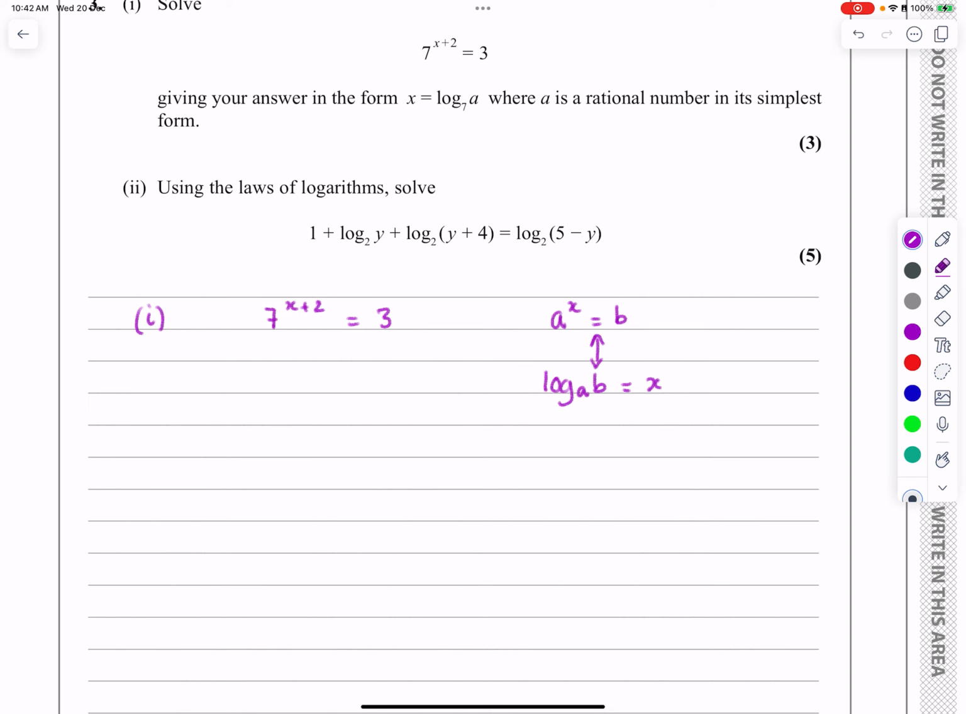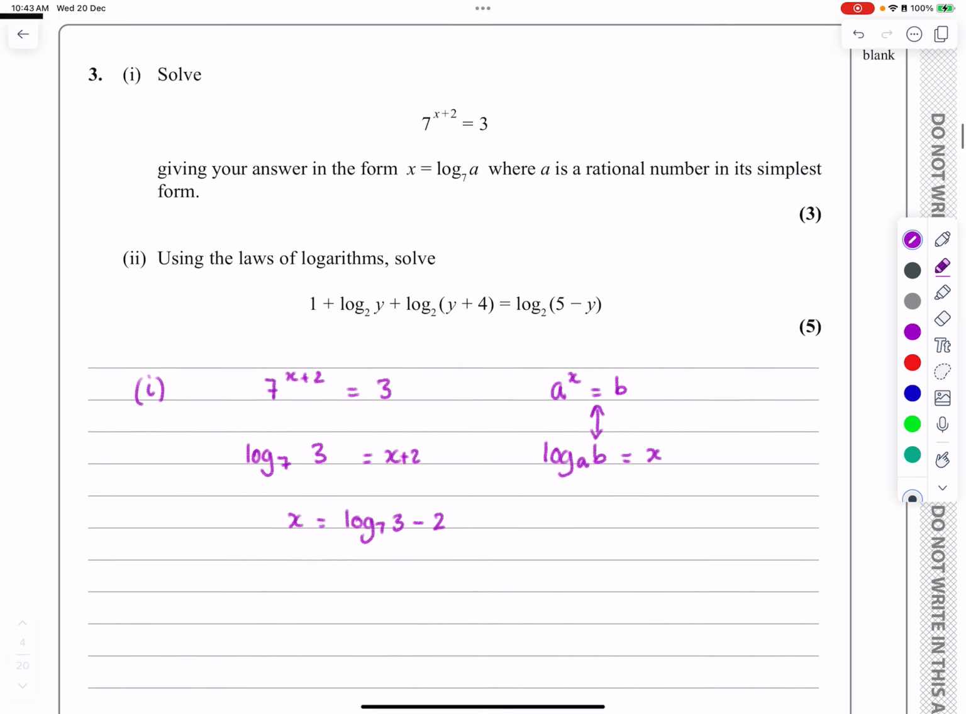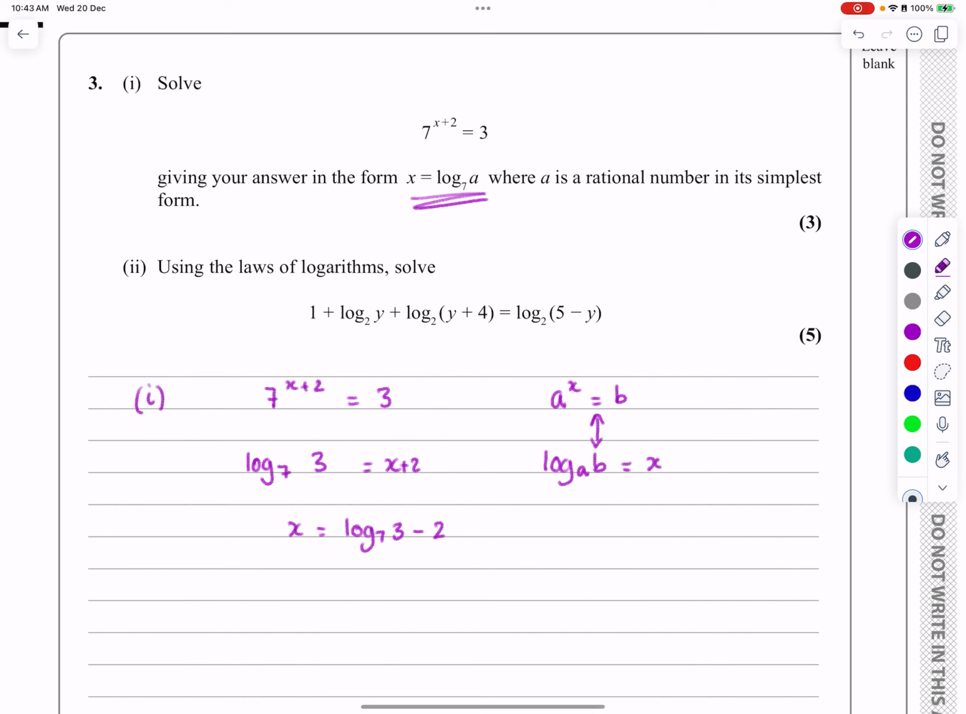So I'm going to use that idea here then, that if I've got 7 to the x plus 2 equals 3, then I would say log, the base is the same as the base, a logarithm is a power, so I end up with that as my answer. So log to the base 7 of 3 is equal to x plus 2, which means x is log to the base 7 of 3 minus 2. Now they've said they want it in the form log 7 a.